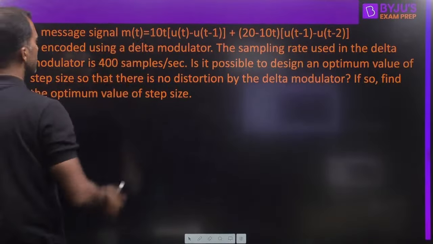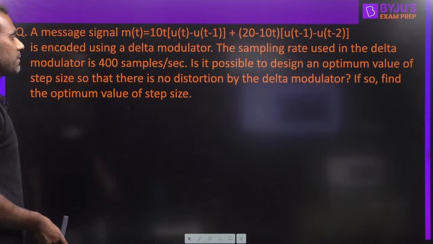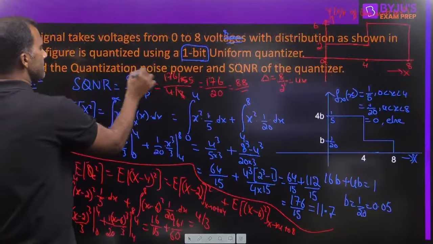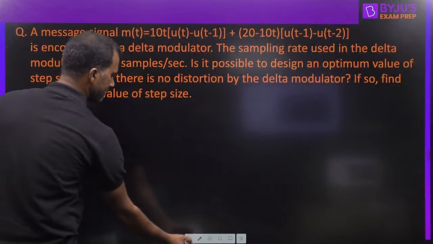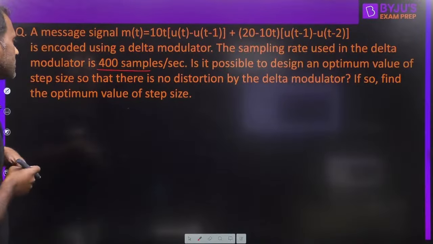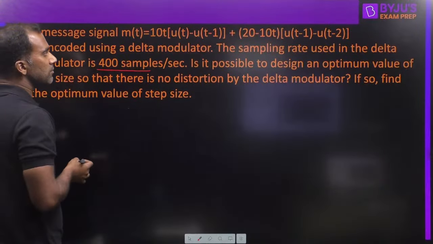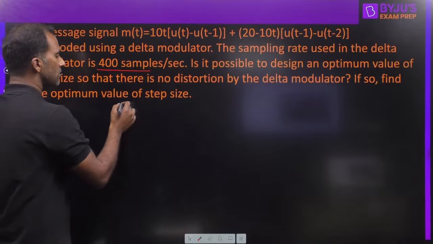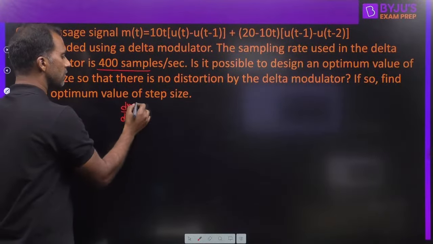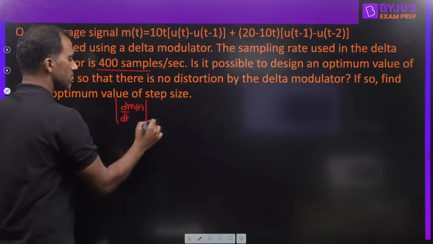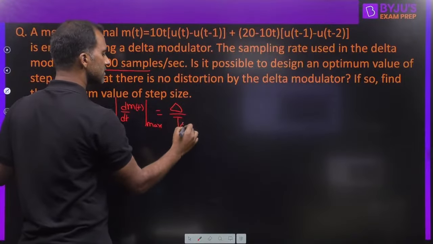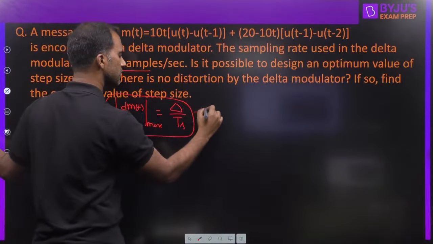A message signal is given, and they are saying it is being encoded using a delta modulator. The sampling rate used is given. Is it possible to design an optimum value of step size so that there is no distortion by the delta modulator? If you want no distortion by delta modulator, the condition for no distortion is the maximum magnitude of the slope of the signal should be equal to delta by Ts. This is the condition for no distortion.